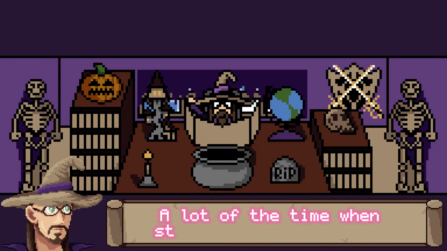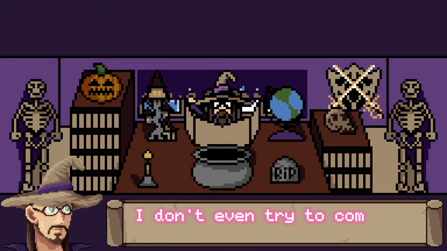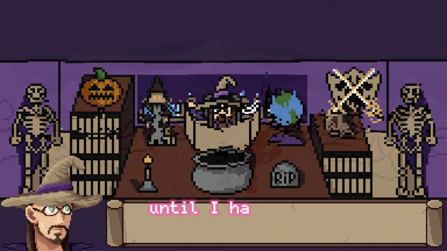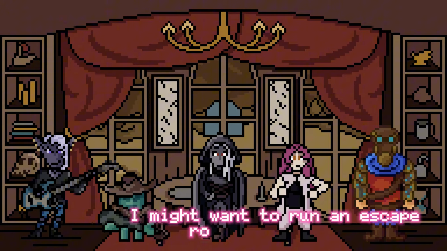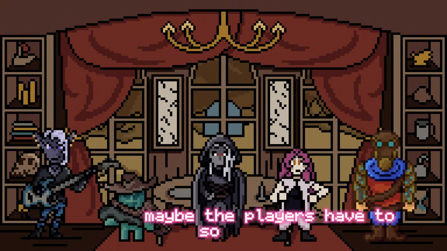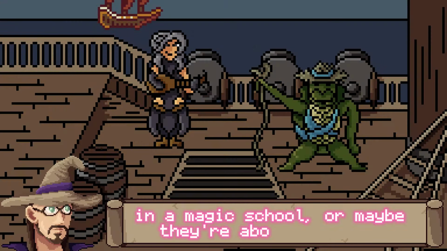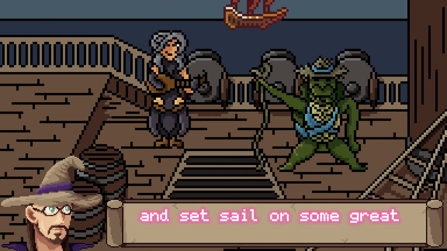A lot of the time when starting a new campaign, I don't even try to come up with anything too specific until I have my players' characters. I might have a concept. For example, I might want to run an escape room kind of game. Maybe the players have to solve a mystery at a magic school, or maybe they're about to embark and set sail on some great high seas adventure.